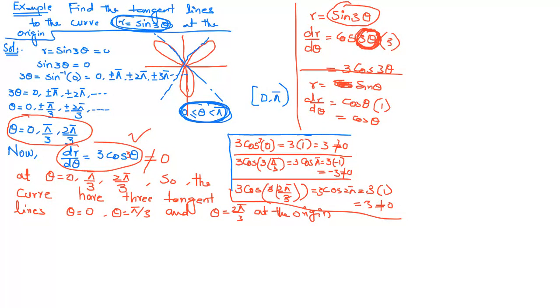Okay, good. Any other questions you want to ask about this example? This is how you can find the tangent lines of any curve at the origin point.